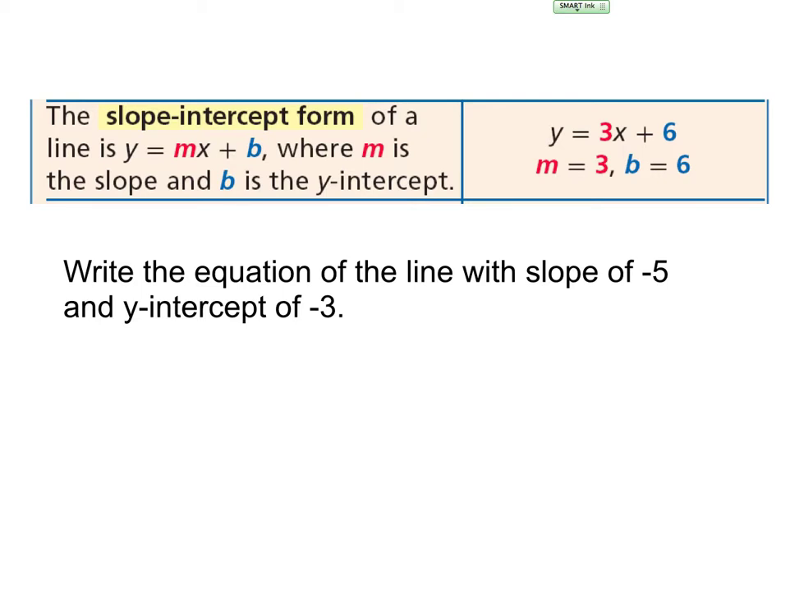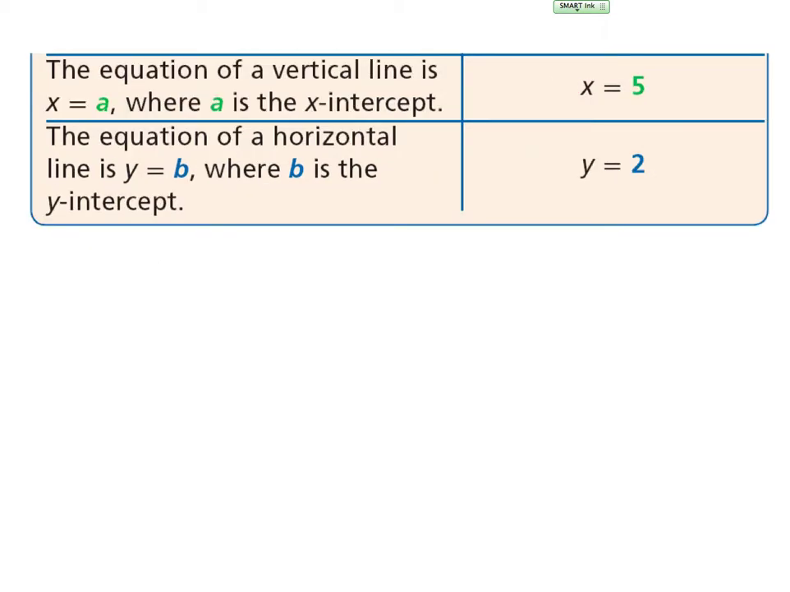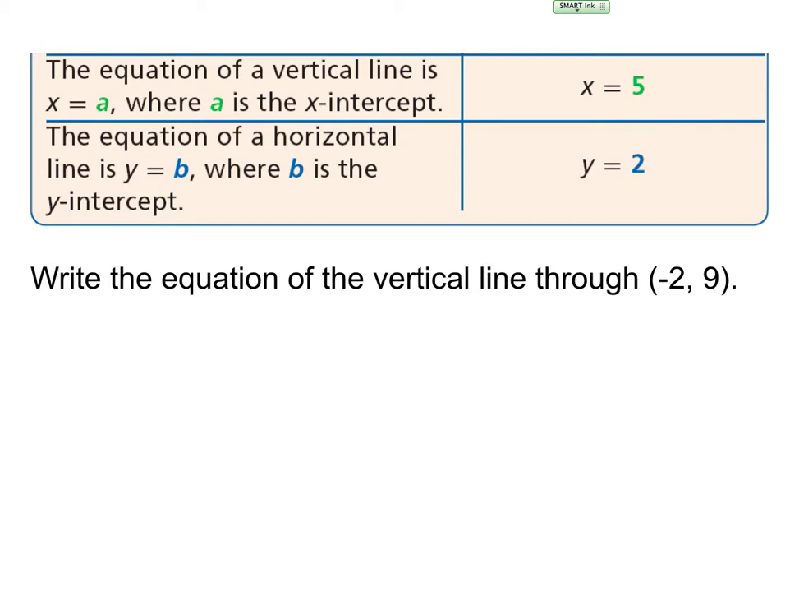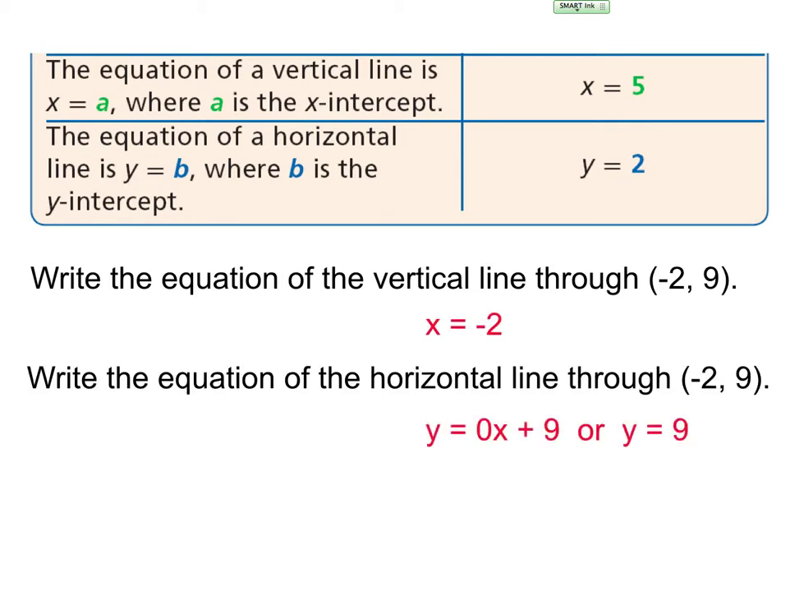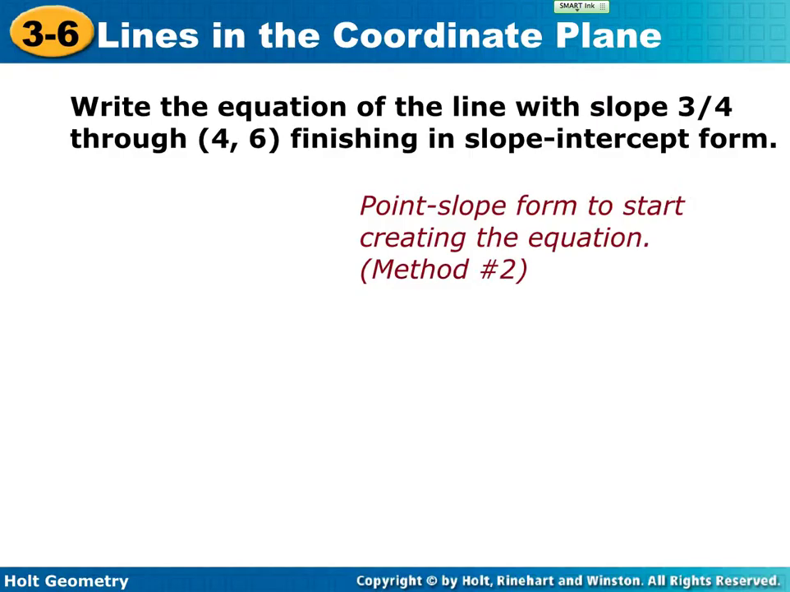Grant, what did you write down? Y equals negative 5x minus 3. So the correct form, if you have the right information, it's really easy to do. Okay, and did you get from yesterday your horizontal and vertical lines? I think we did that yesterday, and I think we even did that same example. So we'll go through that.